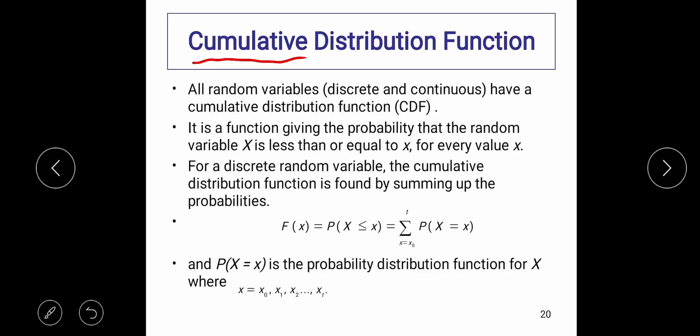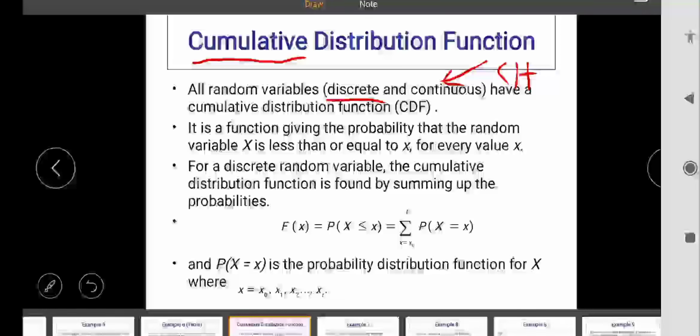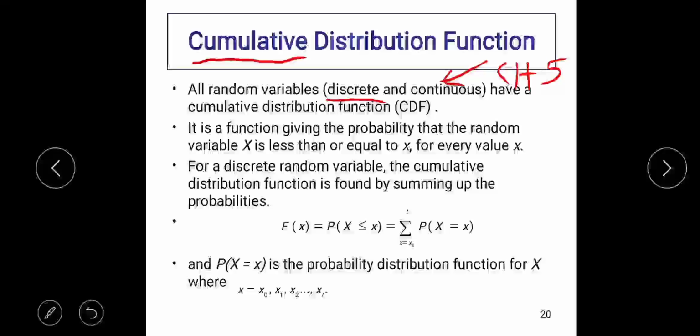So again, for this chapter we only focus on discrete random variables. Continuous random variables, we only do in the next chapter, chapter 5. Sorry, previously I mentioned chapter 6. No, it should be chapter 5, right? So in chapter 5 we will go for the continuous random variables.